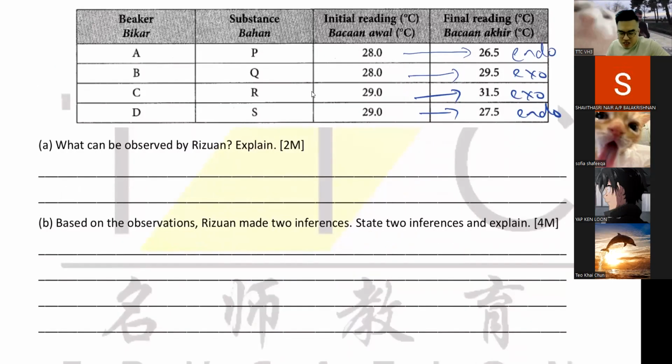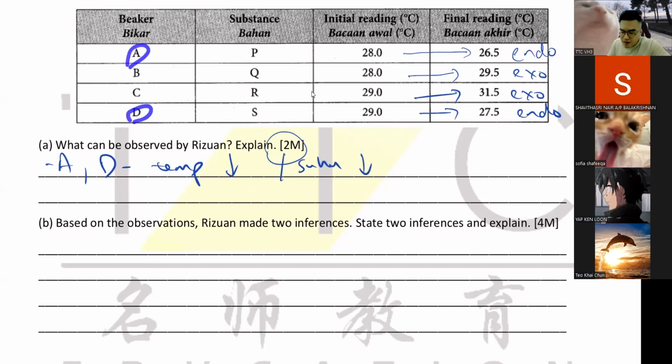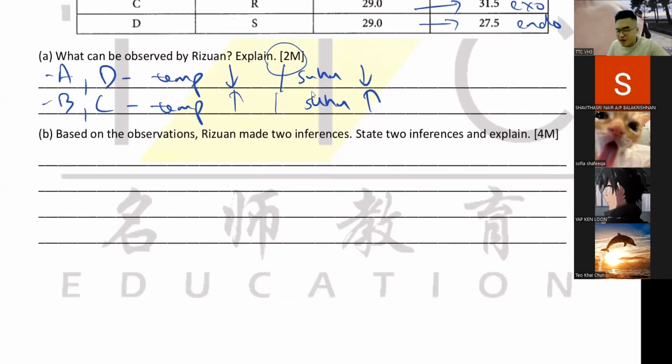Okay, so what can be observed by Rizwan? They give you 2 marks, you should give 2 observations. So you can say that A and D, temperature decrease. Okay, suhu menurun. I just divide it into 2 groups: A and D, the temperature decreases, and as for B and C, the temperature increases. Suhu meningkat. Please don't say endo exo here. They just want to ask what you see. What's your observation?